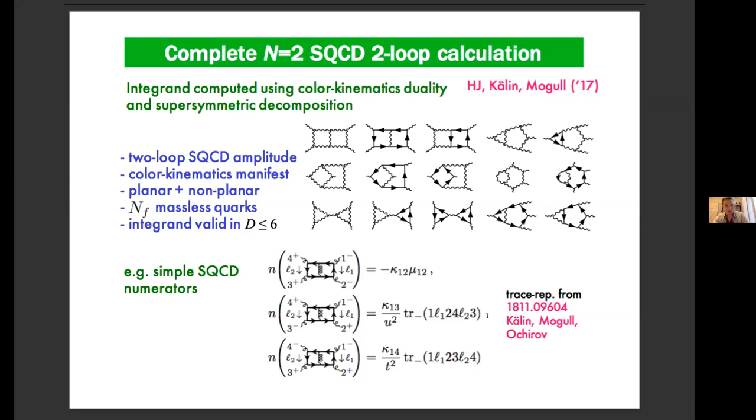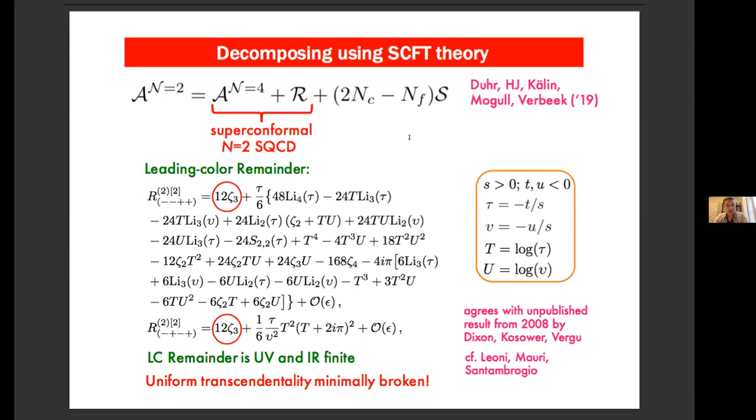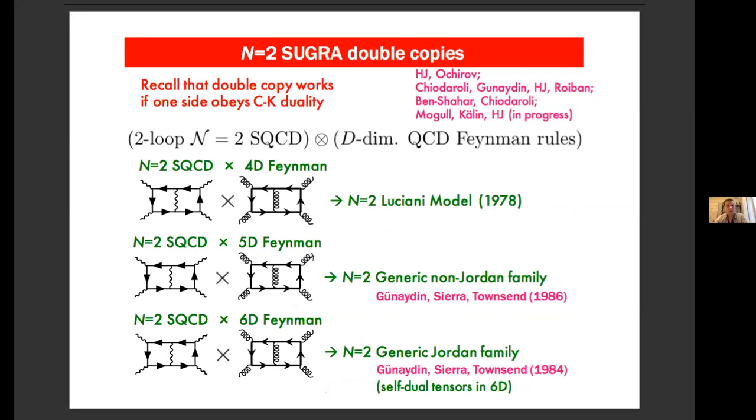And I can also say that in this gauge theory calculation, we integrated it and got a result for the two-loop amplitude, and this is something very familiar. But let me not go into details because I'm running out of time. So instead, let me tell you what's the use of these two-loop numerators. Well, the use of it is that now we can get various different supergravity double copies. For example, one easy thing that we can do is take the numerators that I just showed you for n equals 2 super QCD, and we can double copy it with Feynman diagrams.